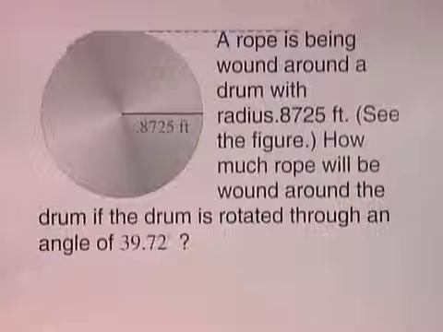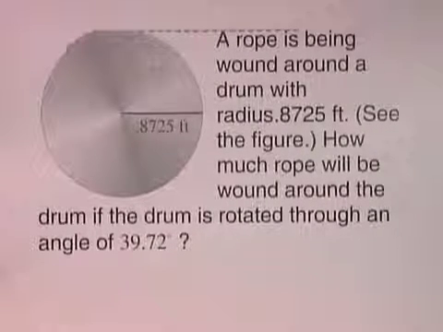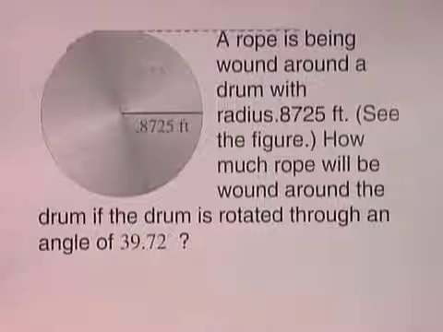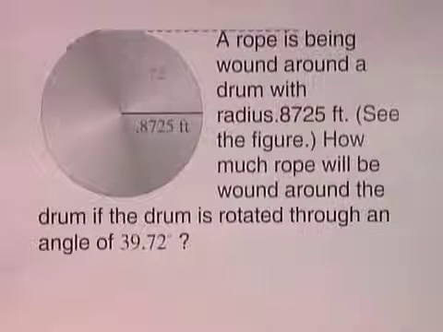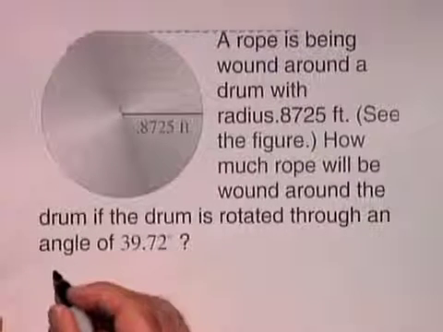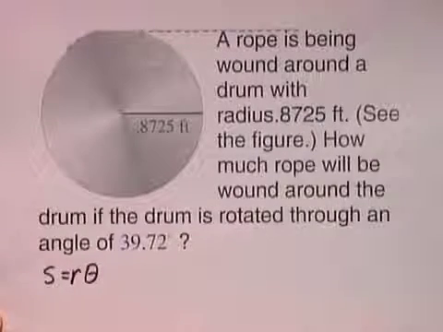In this example, we'll be finding an arc length. A rope is being wound around a drum with radius 0.8725 feet, as the figure shows. How much rope will be wound around the drum if the drum is rotated through an angle of 39.72 degrees? We're going to use the formula S equals R times theta.